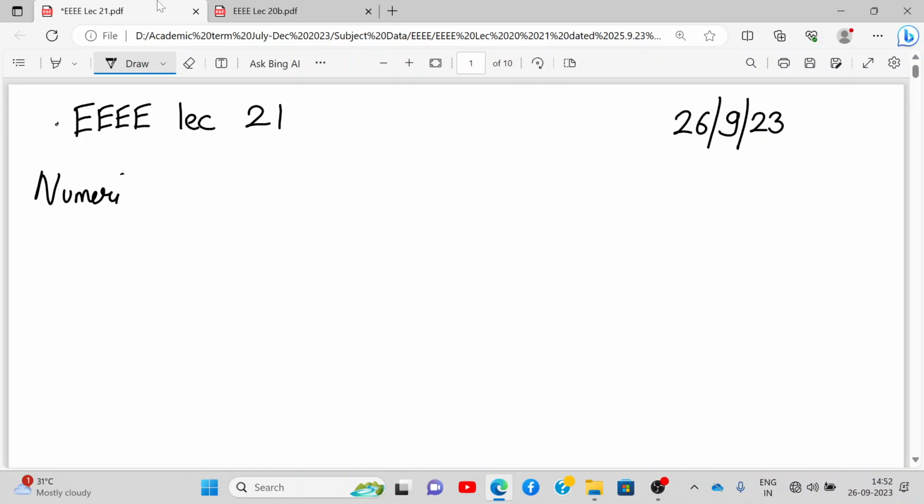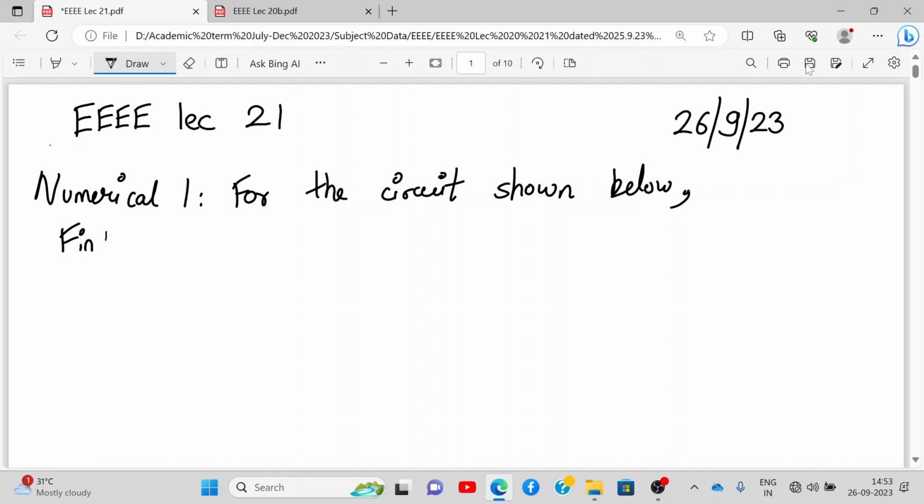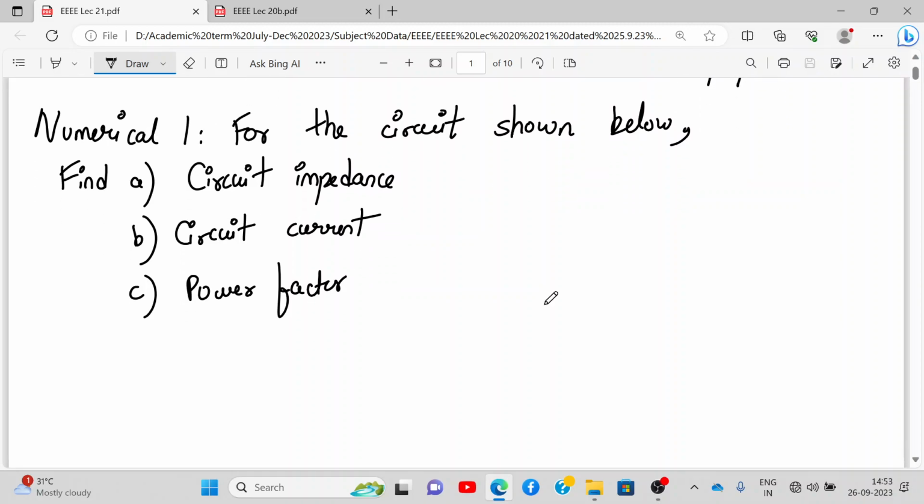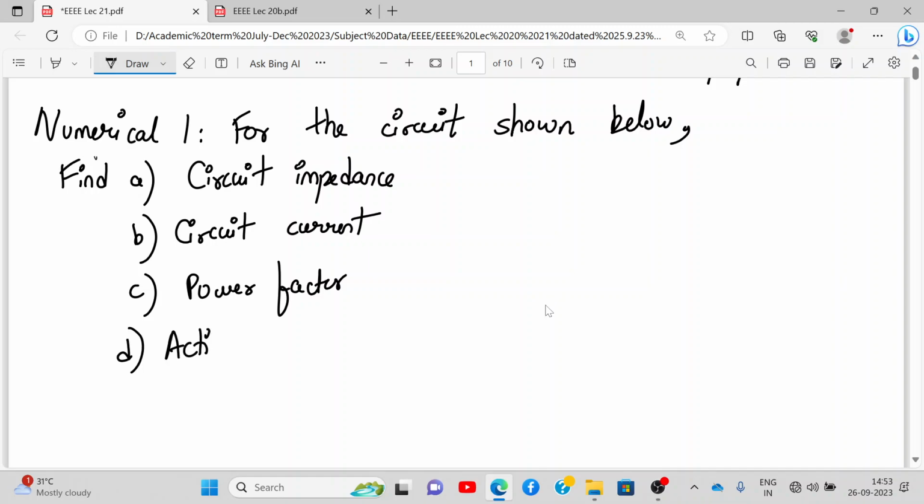Numerical number 1. For the circuit shown below, find: A, circuit impedance; B, circuit current; C, power factor; D, active power; E, reactive power; and F, apparent power. So all the three types of power you require.